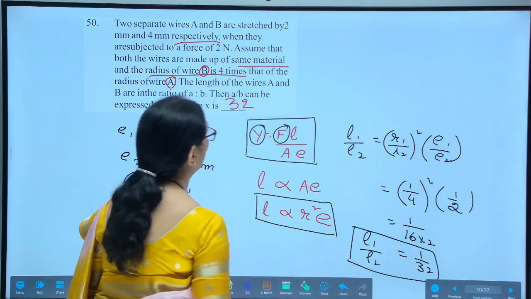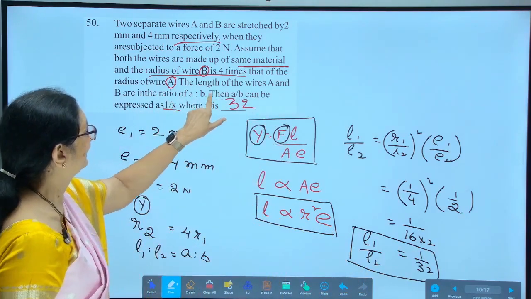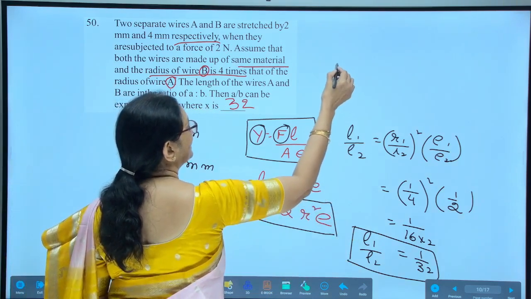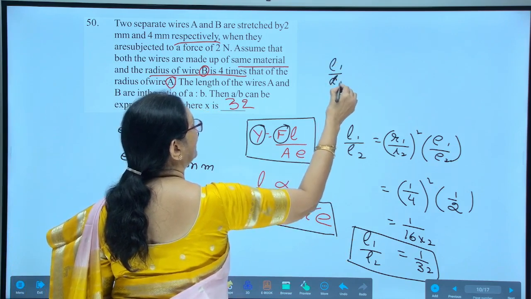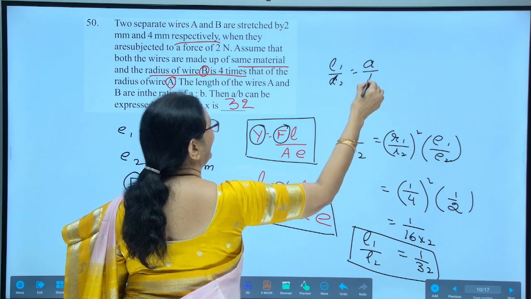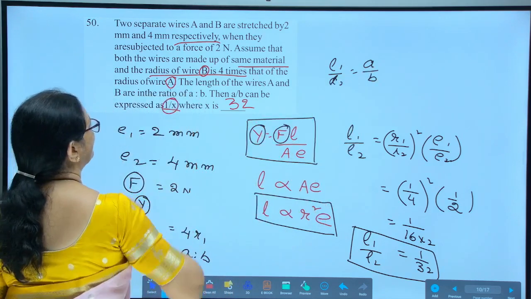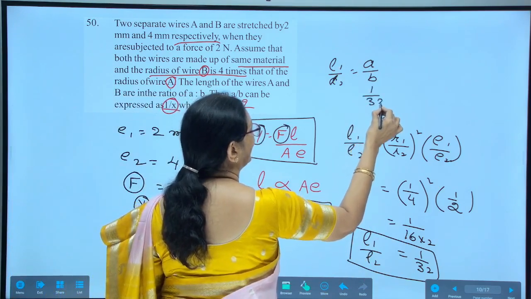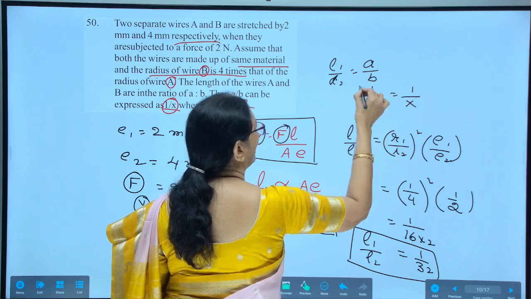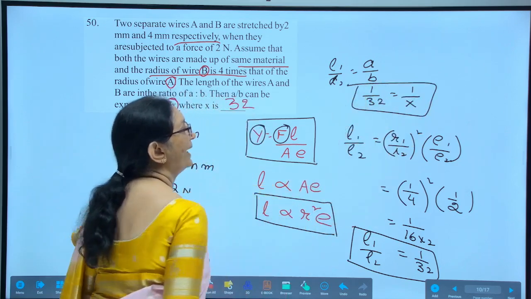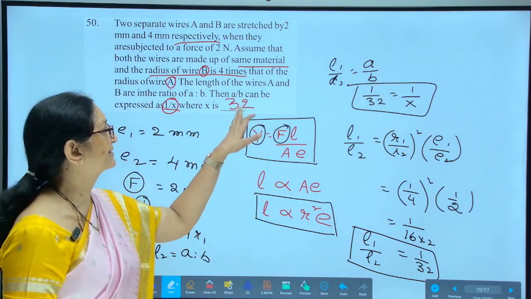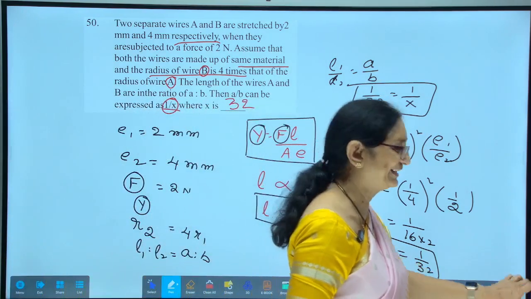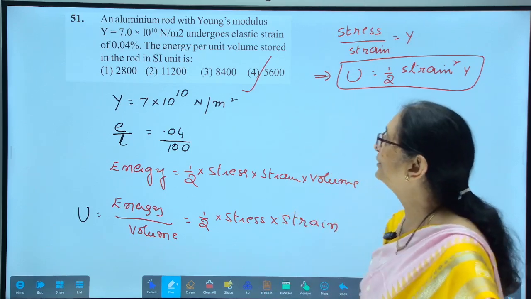Now go to the last sentence. The ratio of the lengths is taken as A by B. So L1 by L2 is taken as A by B, and that A by B is found to be 1 by X. So A by B is 1 by 32, that is taken as 1 by X. On comparison, the numerical value of X is equal to 32. That is the problem. Okay, it is very simple, isn't it? Move on to the next problem.